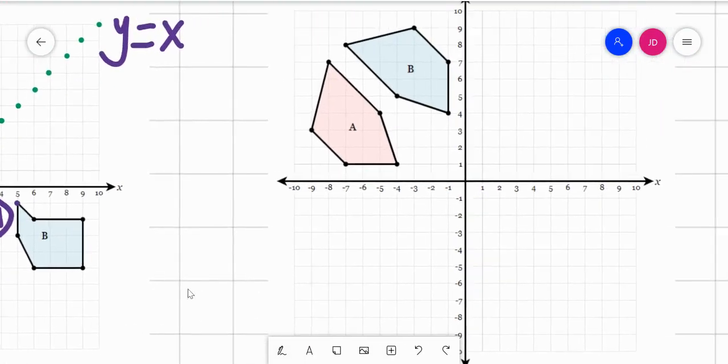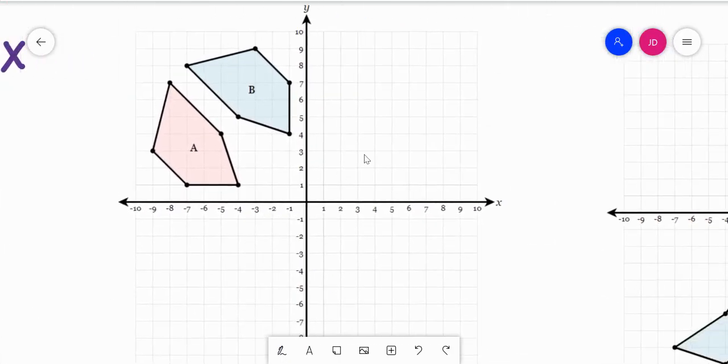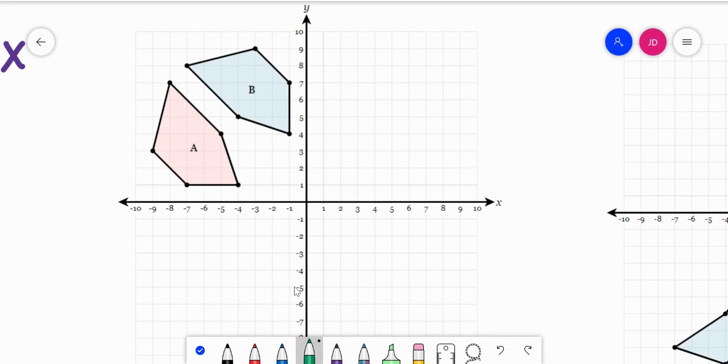Let's take a look at another example. Oh, a little bit different. It's not going to be the line y equals x with this one. Again, it's not the x-axis or the y-axis, but it looks like it's the line going in the opposite direction. So it's actually this line right here, going all the way through. As you can see, this is the mirror that flips A to B. This line right here is the line y equals -x.